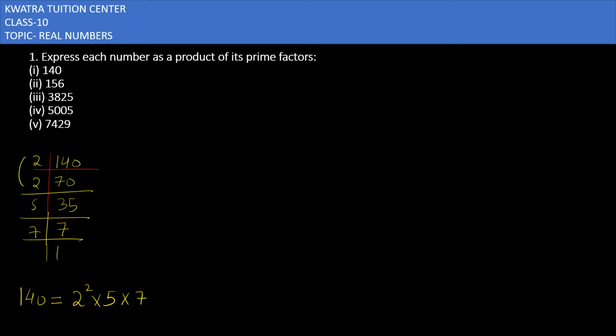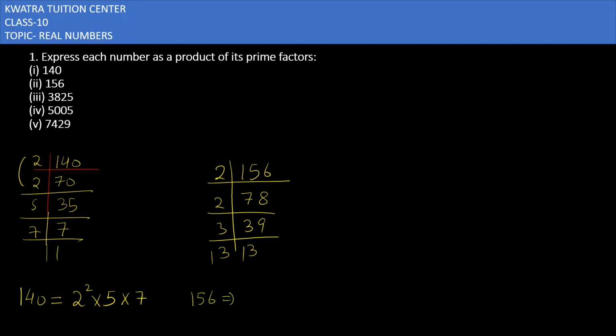So now moving to the next one, which is 156. अब 156 का भी हमें prime factorization निकालना है. It will be again divided with 2, and if you divide it with 2, you will get 78. Then again dividing it with 2, you will get 39, and dividing 39 with 3, you will get 13. So now let me write 156 as a product of primes. It will be 2 square into 3 into 13.